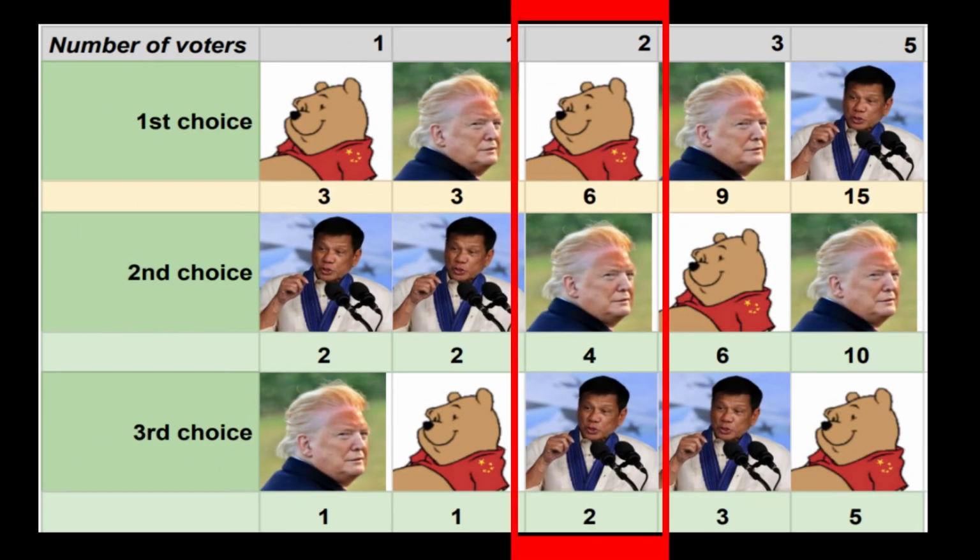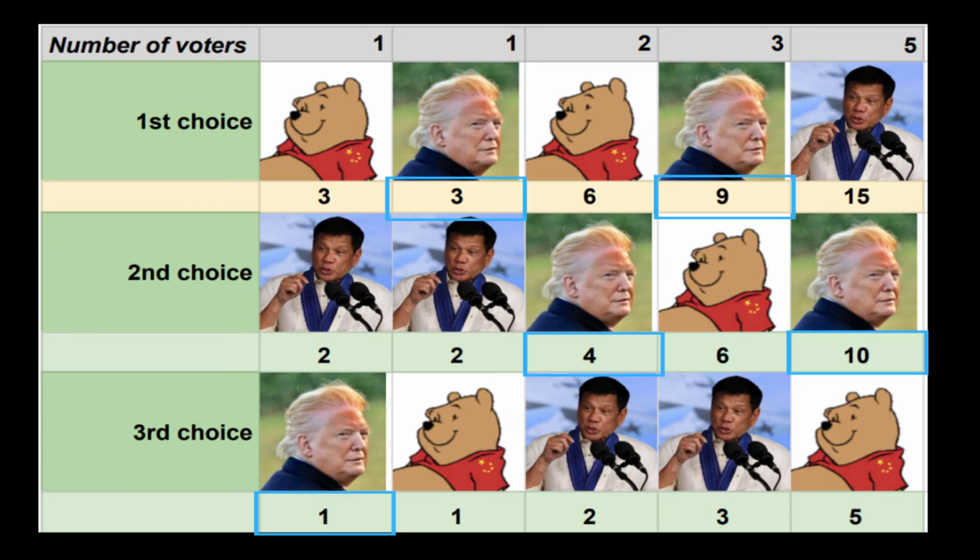For example, in this column, 2 times 3 is equal to 6 in the first choice row, 2 times 2 is equal to 4 in the second choice row, and 2 times 1 is 2 in the third choice row.